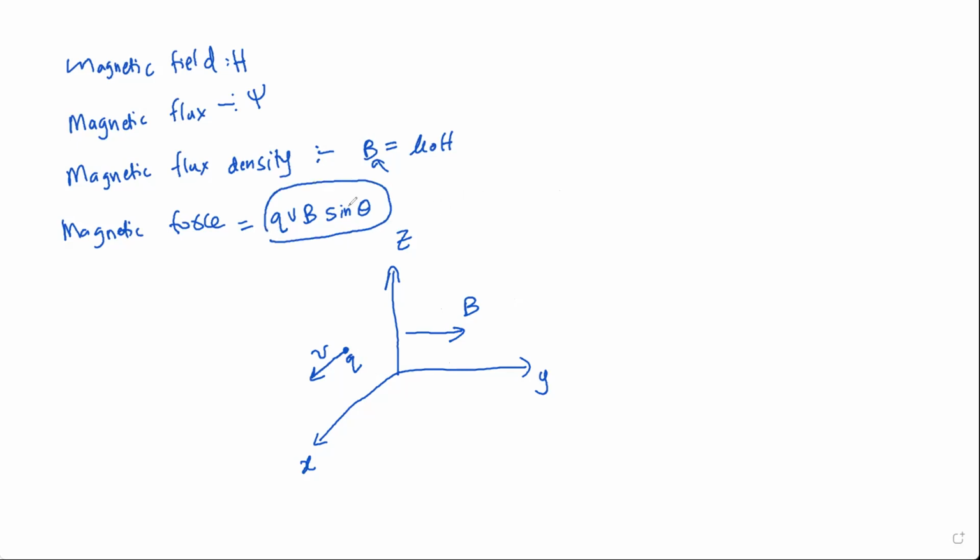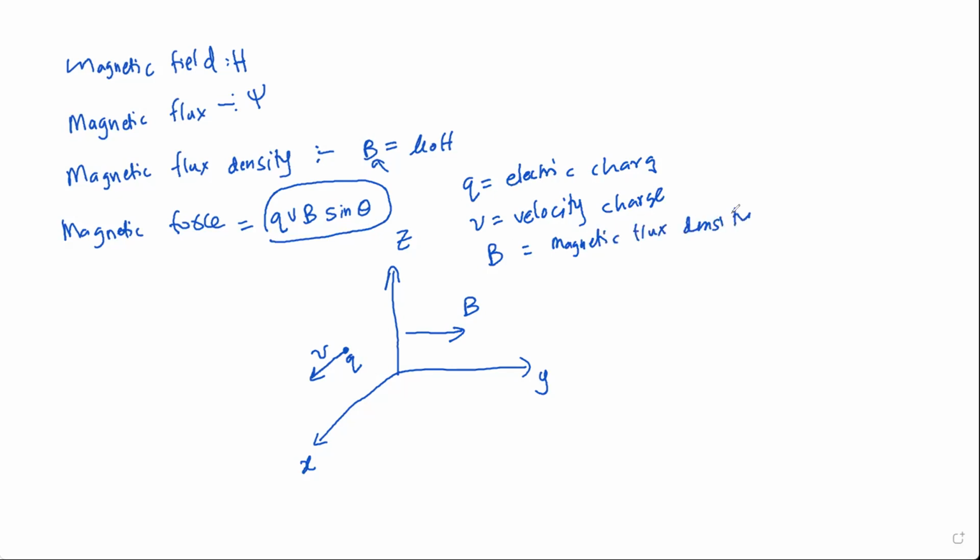In here, the value of Q is the amount of electric charge, and V is the velocity of the charge. B is the magnetic flux density, and that value we can find using mu naught H.